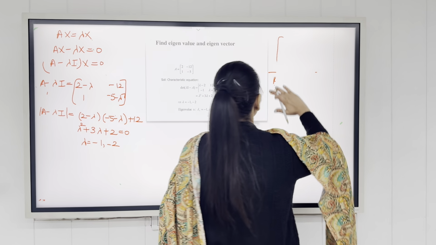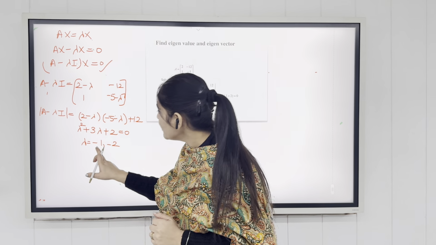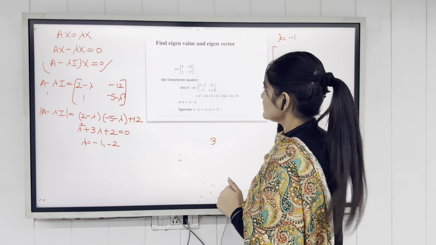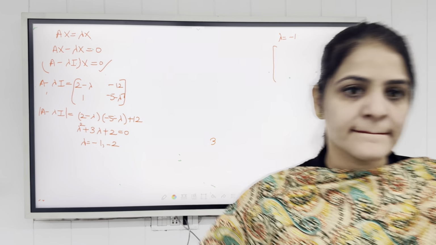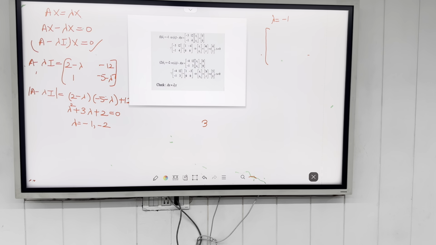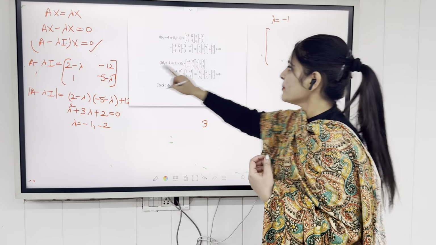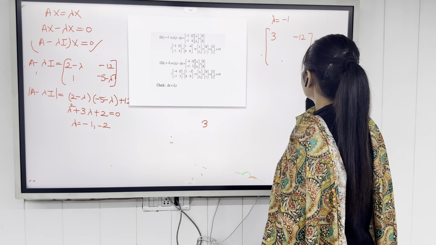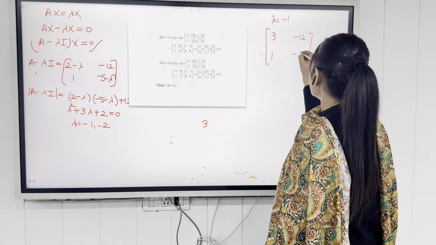How do we calculate the eigenvector? We start from here. We have already calculated A − λI. Put the value λ = −1 here. If we put λ = −1, we have here 3, −12. The next row will be 1, and again putting λ = −1, we have −4.